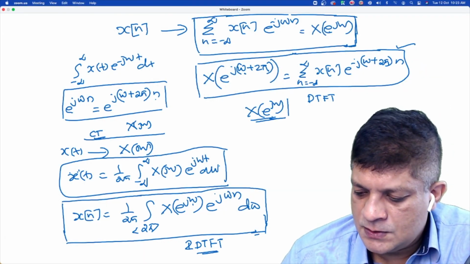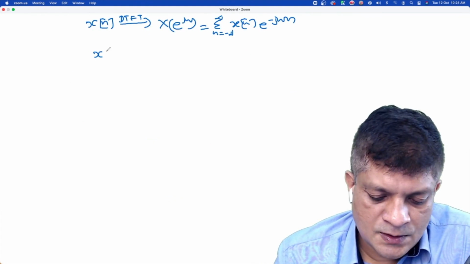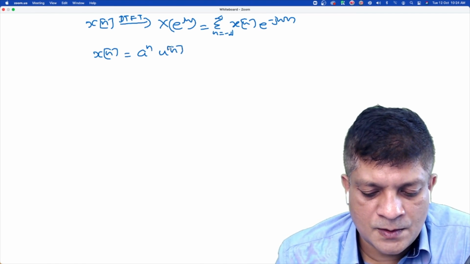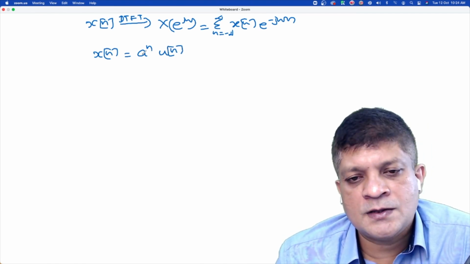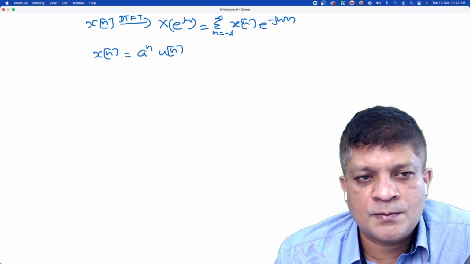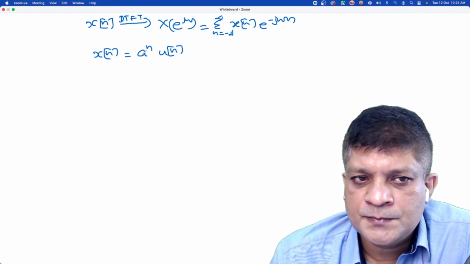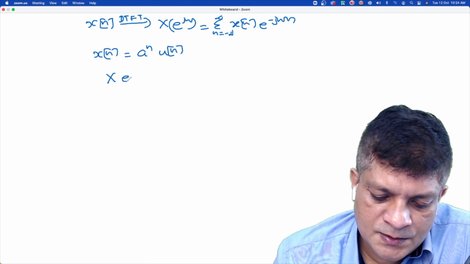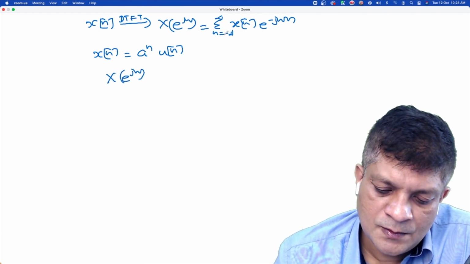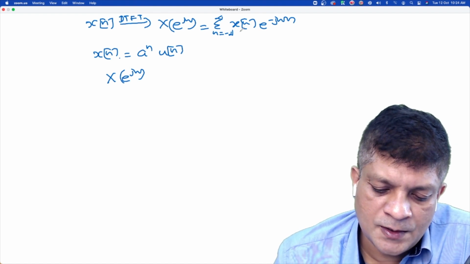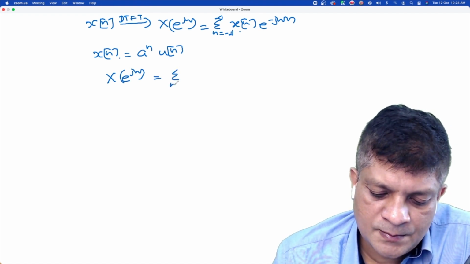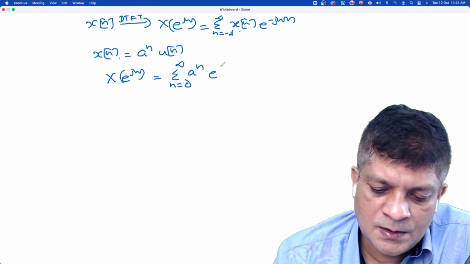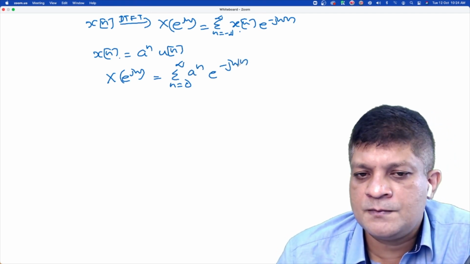Okay, now let us consider a few examples. x[n] is a to the power n u[n]. Here a is a real valued quantity, not complex valued. Now, what is the Fourier transform of this? X(e^{jω}) is, if you put this value of x[n] here, summation n from 0 to infinity a^n e^{-jωn}.